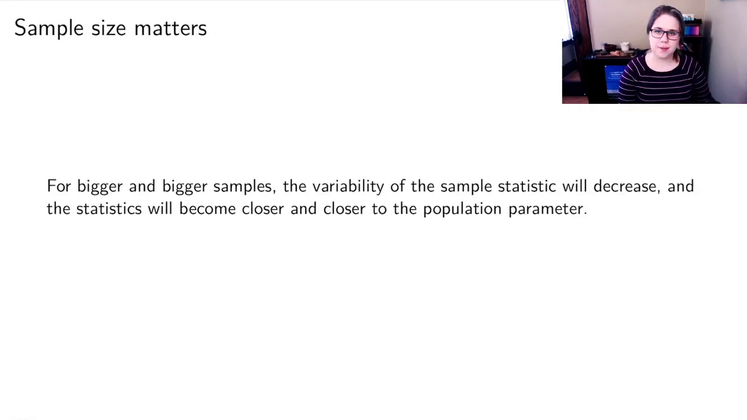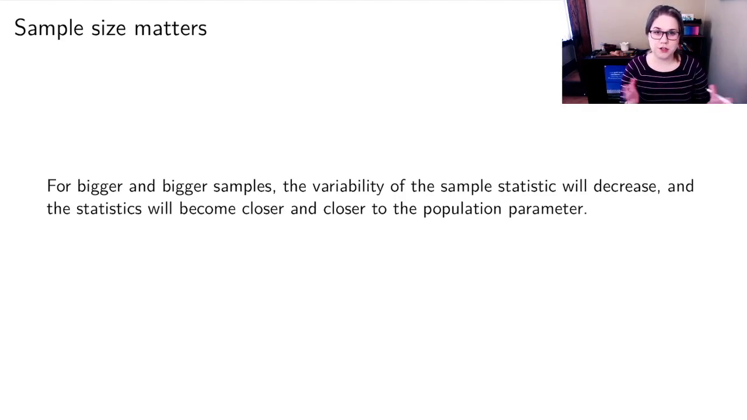And the last thing about sampling distributions is sample size matters. So if you have a larger sample, you are going to have sample statistics that are not going to vary as much. And the statistics are going to get closer and closer to the population parameter. You can kind of think about this logically. If I was interested in the height of everyone in our class and I took samples of size 5, I might randomly pick 5 people who were really short and get a very small mean. Or I might randomly pick a bunch of people that are really tall and get a really large mean.